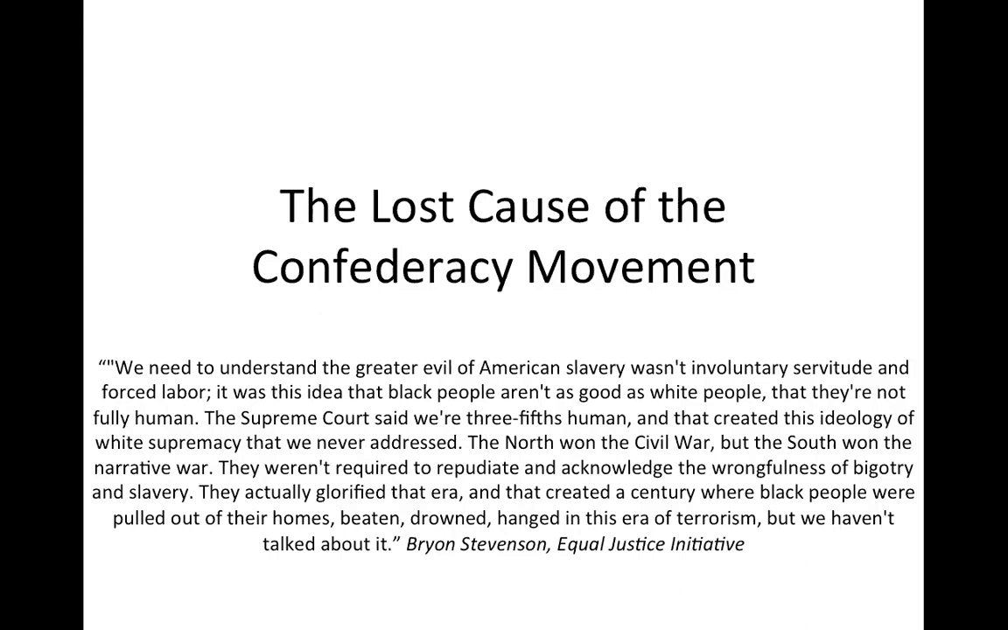So I'll start off with a quote from Bryan Stevenson. He says, "We need to understand the greater evil of American slavery wasn't involuntary servitude and forced labor. It was the idea that Black people aren't as good as white people, that they're not fully human. The Supreme Court said we're 3/5 human, and that created this ideology of white supremacy that we never addressed. The North won the Civil War, but the South won the narrative war. They weren't required to repudiate and acknowledge the wrongfulness of bigotry and slavery. They actually glorified that era, and that created a century where Black people were pulled out of their homes, beaten, drowned, hanged in this era of terrorism, but we haven't talked about it today."